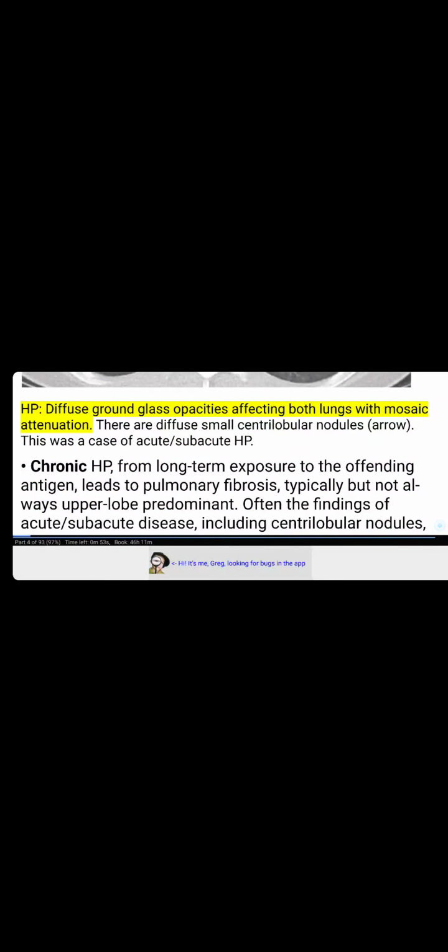HP. Diffuse ground glass opacities affecting both lungs with mosaic attenuation. There are diffuse small centrilobular nodules (arrow). This was a case of acute, subacute HP.